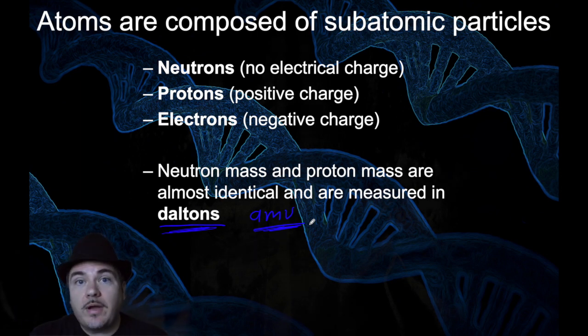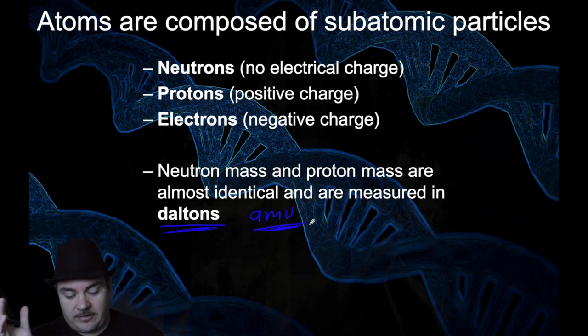Now, electrons do have a mass. However, because their mass is so much smaller than the neutron or the proton, we ignore their mass. It takes almost 2,000 electrons to weigh as much as 1 proton. So since its mass is so much smaller, we just ignore its mass. We pretend it doesn't have a mass. In reality, it does have a mass. We just kind of ignore it.